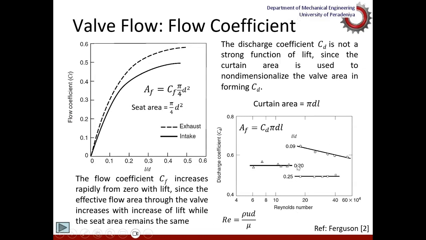When L over D is 0.2 or 0.25, the discharge coefficient is independent of the Reynolds number. But for small lifts, because the outflow is attached to the walls, the viscous shear effects come into play. Accordingly, there is a drop in the value of CD with the Reynolds number.